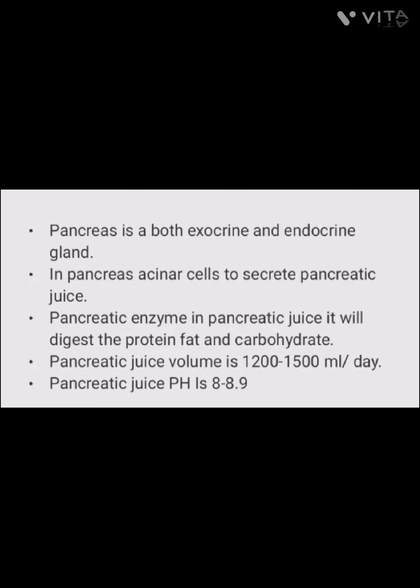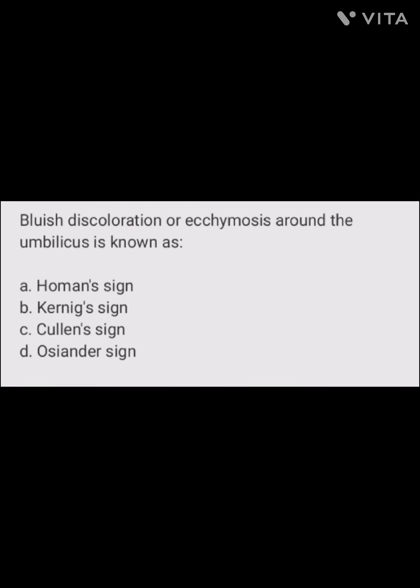Pancreas is both an exocrine and endocrine gland. In pancreas, acinar cells secrete pancreatic juice. Pancreatic enzymes in pancreatic juice digest the protein, fat and carbohydrates. Pancreatic juice volume is 1200 to 1500 ml per day. Pancreatic juice pH is 8 to 8.9. Okay. Next we will see one MCQ.